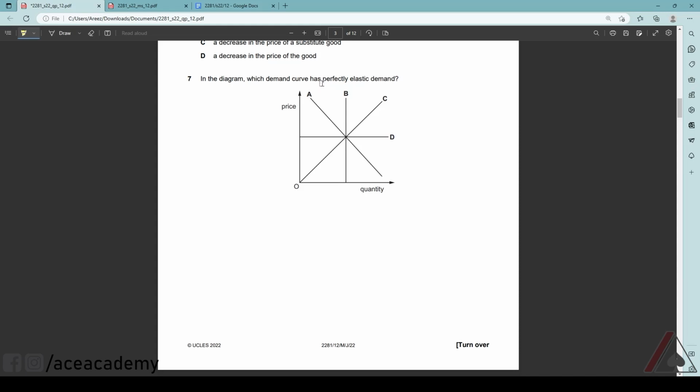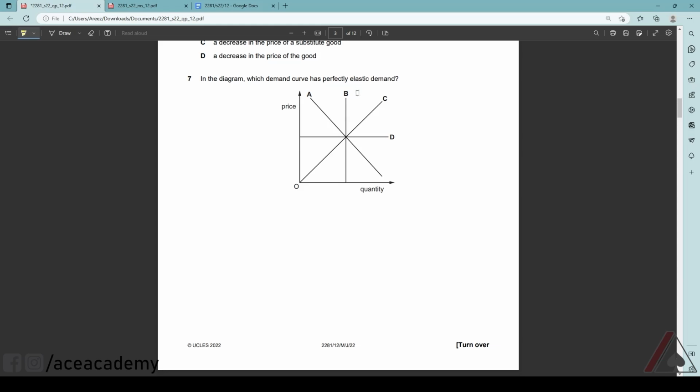It's very simple. If they're talking about perfectly elastic, it has to be completely straight. Either it would be vertical or it would be horizontal. Whether it's perfectly elastic or perfectly inelastic, it would be either horizontal or vertical, right? So A and C are not your answer. Now they're talking about elastic demand, right? Since they're talking about elastic demand, think about this.